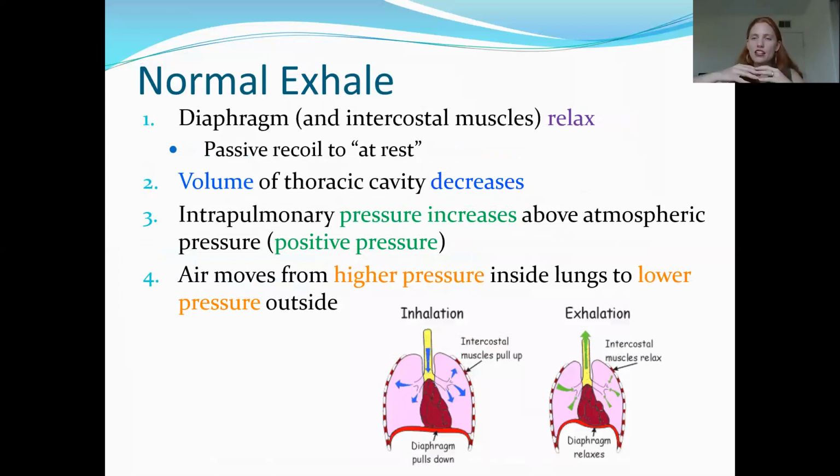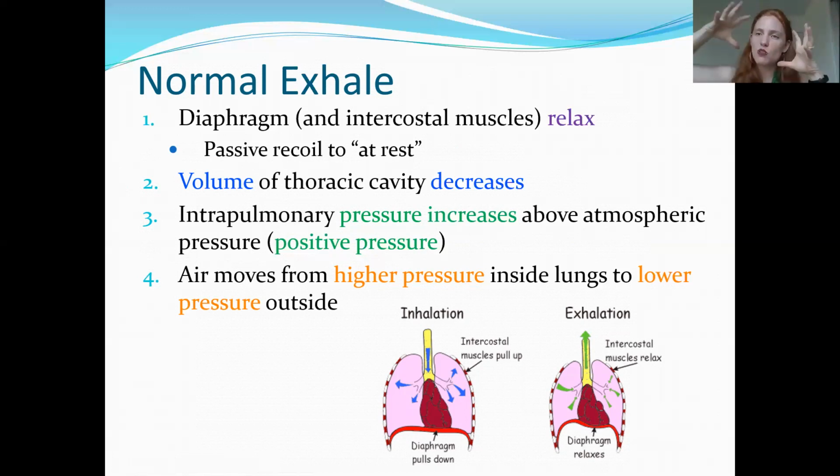Okay, now when we exhale, so you draw it in. When you exhale, what happens is the diaphragm is going to relax. So instead of being pulled down, it'll recoil back to its normal dome shape here. The volume of the thoracic cavity, so your chest space, is going to go down. And when you decrease volume, what happens to pressure? A decrease in volume means an increase in pressure.